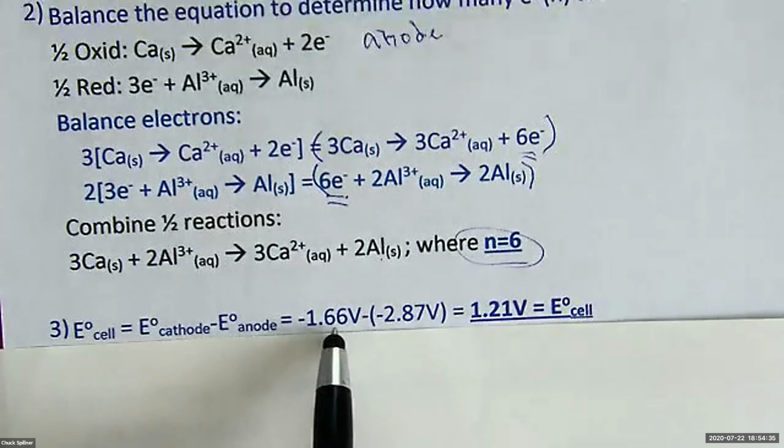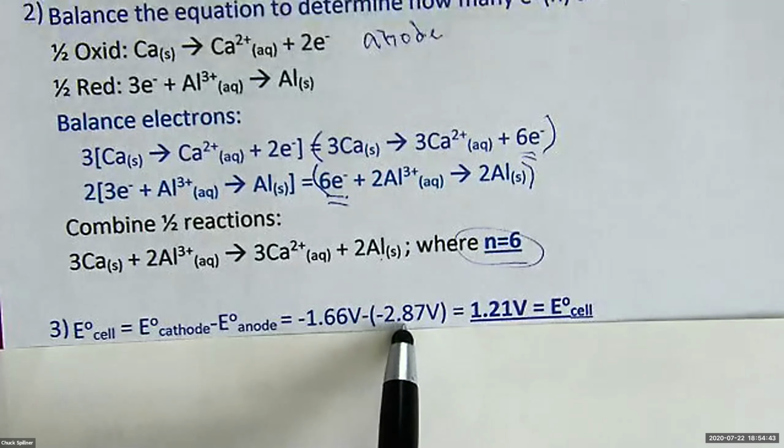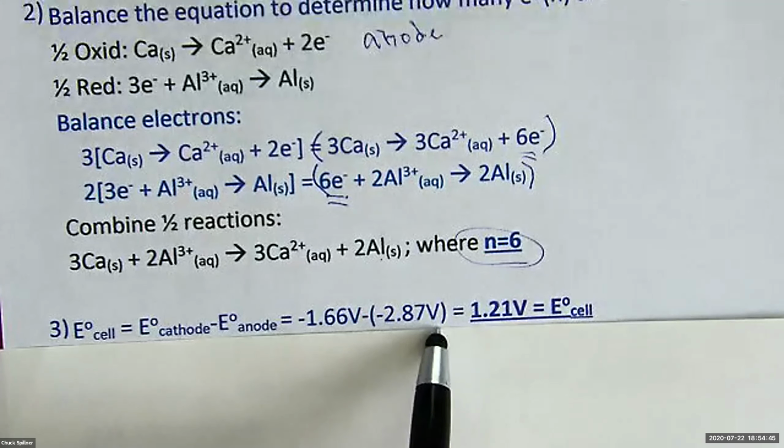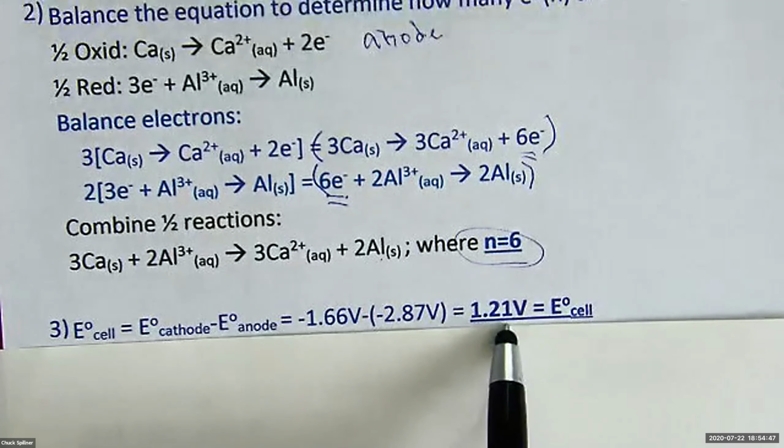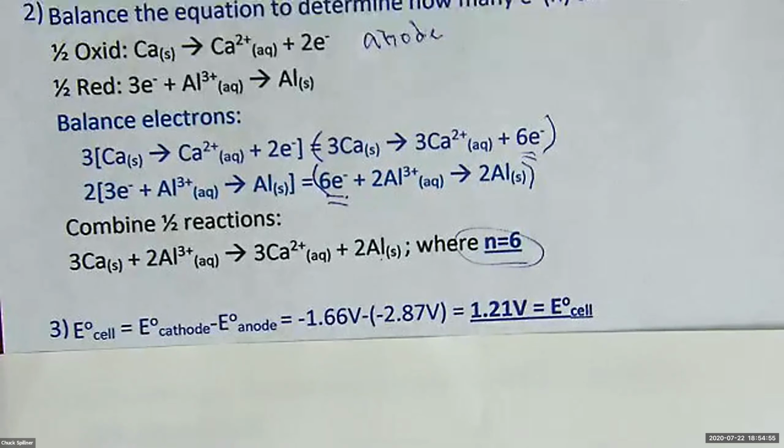The cathode, if you look up above, is minus 1.66. We're going to subtract the anode cell potential, which is minus 2.87. That's going to give us a 1.21 volt cell potential for this reaction. So that's positive. That means, okay, we set it up right. It's going to produce some electrical energy.